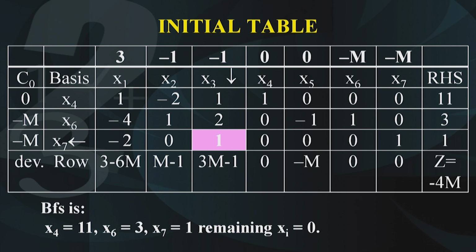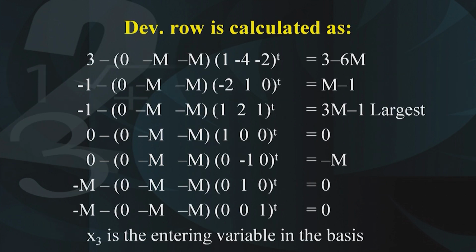Next, we need to look at how we should apply the next iteration, and as you remember we need to calculate the deviation rows. So, how are the deviation rows calculated? They are calculated for each variable by taking the product of the z0 vector with the column x1 vector and subtracting it from the coefficient of x1 in the objective function. Therefore, what will be the first one?